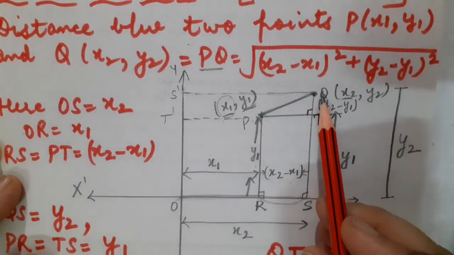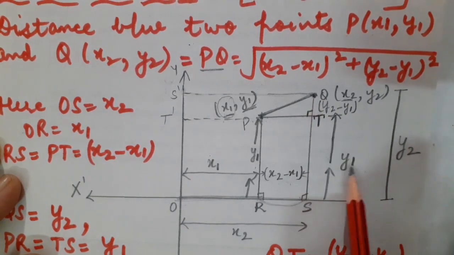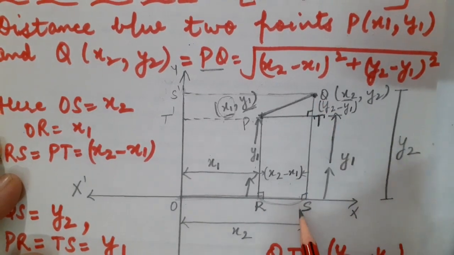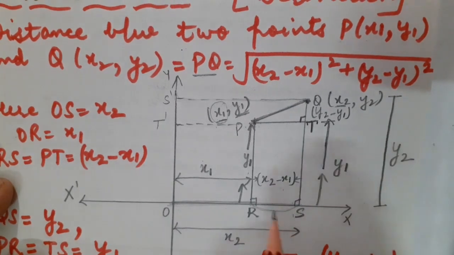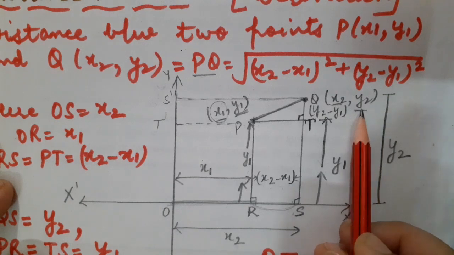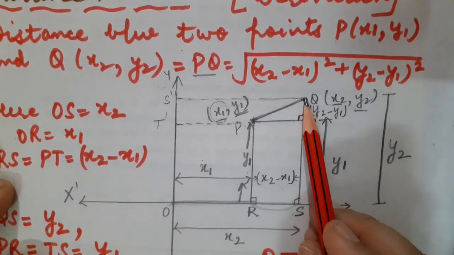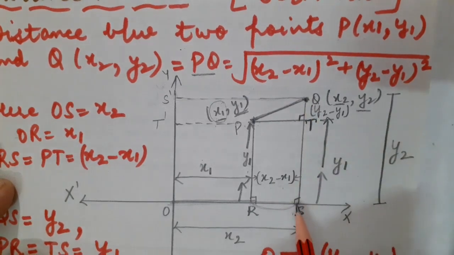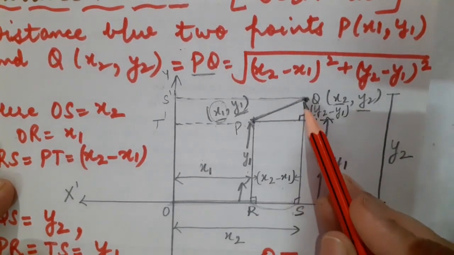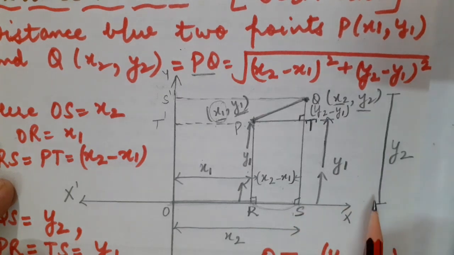Now let us talk about Q. How can I come to know that QS is equal to y2? This complete QS is equal to y2. How can I say? Because to calculate the y coordinate, or I should say the ordinate, of any point, I have to take the distance of that very point from the x-axis. So can you tell me what is this QS over here? Correct. This QS is y2.